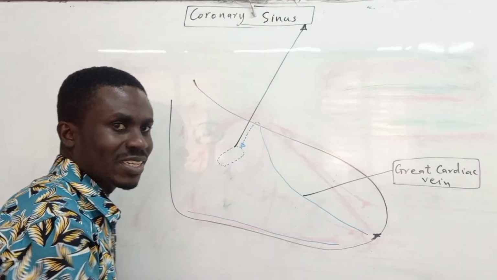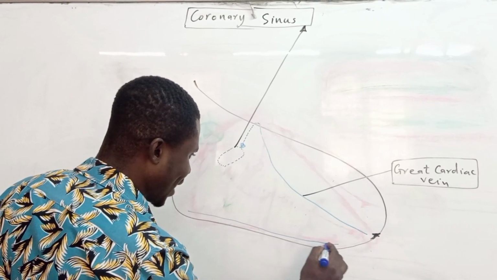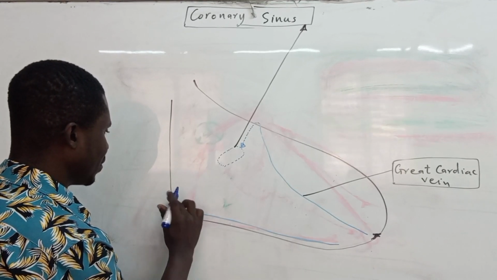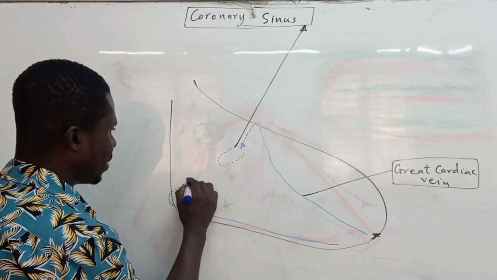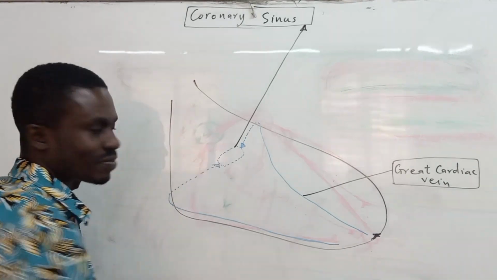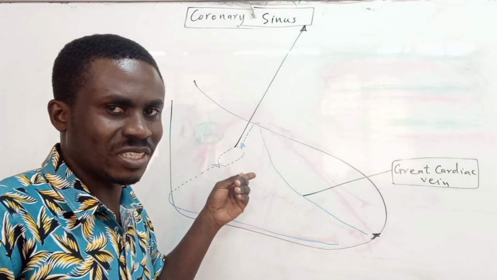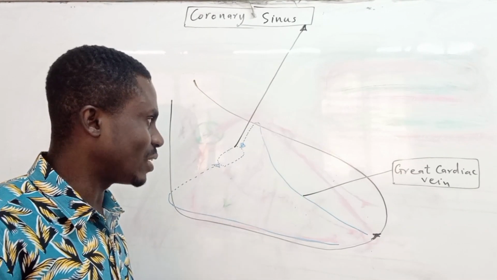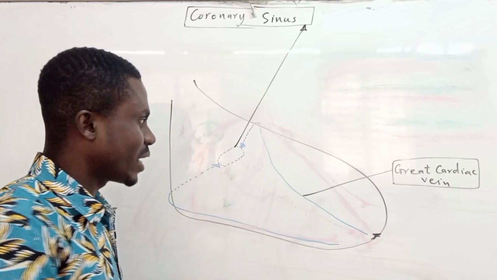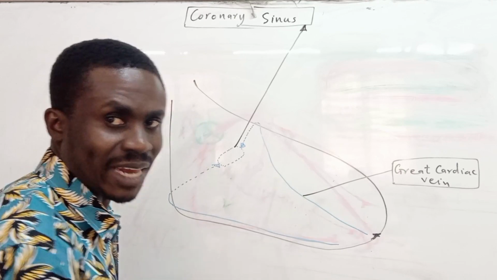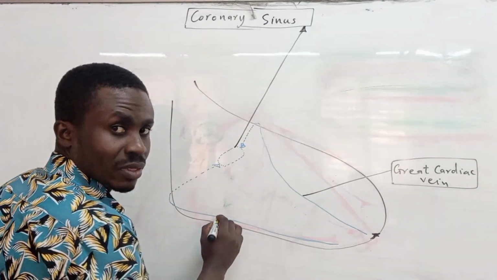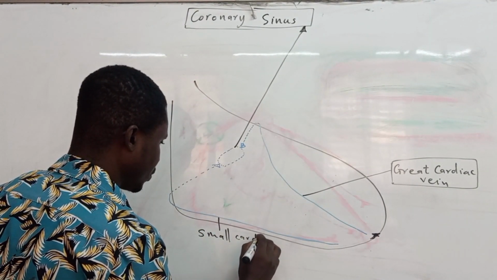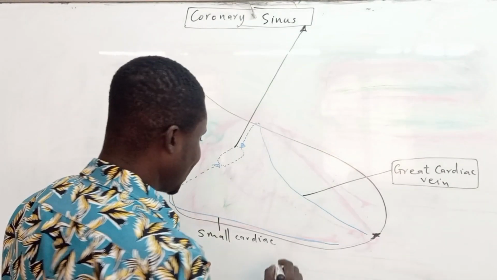There's another vein running in this manner, coming all the way. But that one too has to come out this way and then come towards this direction. It has to go backwards. For this reason, this vein we find over here is not a great cardiac vein. We call it the small cardiac vein. This is the small cardiac vein.